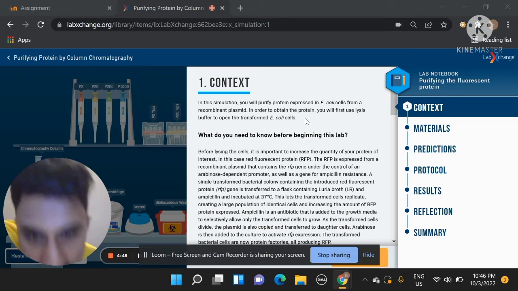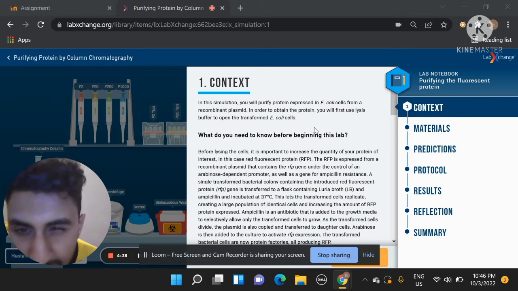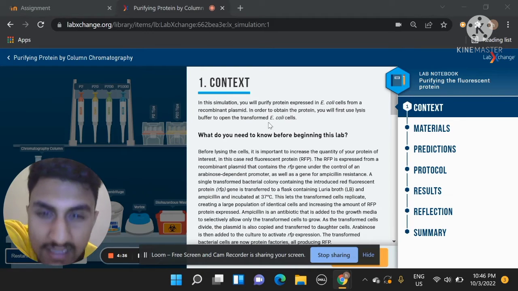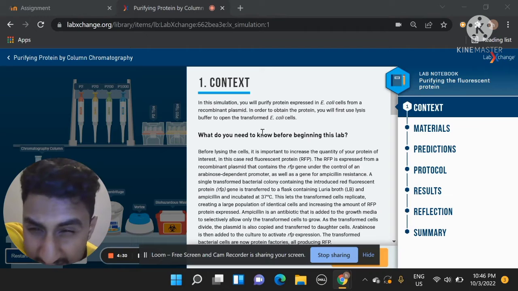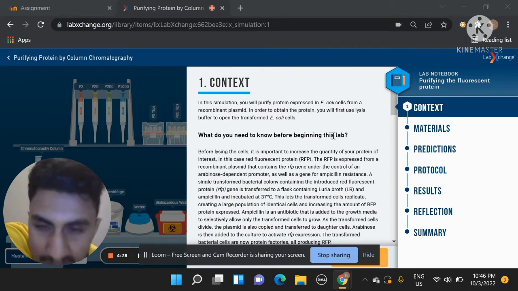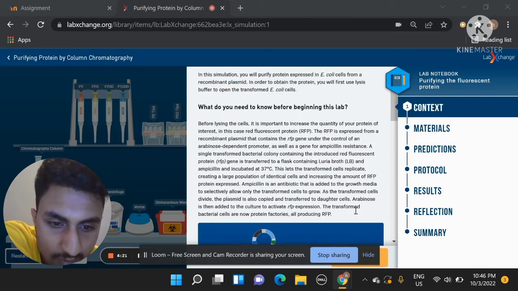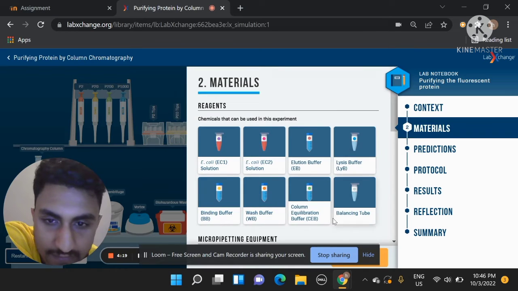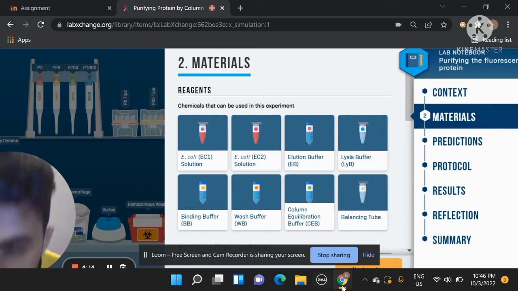Today I'm going to brief about purification of fluorescent protein. In the simulation, we will purify protein expressed in E. coli cells from a recombinant plasmid in order to obtain the protein. So we should first use lysis buffer to open the transformed E. coli cells.